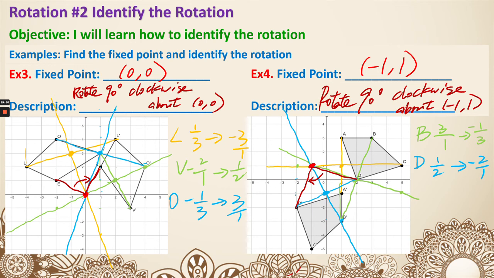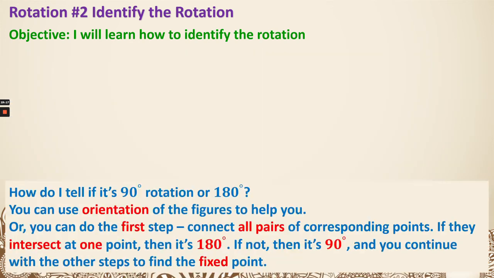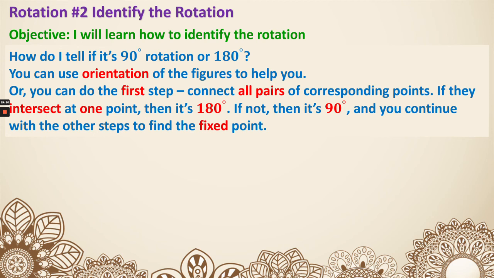And now that's all the examples for 90-degree, and we have also talked about 180 degrees. So very last question on the end of your notes. How do I tell if it's a 90-degree rotation or a 180-degree rotation? You can use the orientation of the figure to help you. That's one way to help you. If, like, say, A, B, C, D is kind of in a certain order, if it's changed, like A used to be on the top, now it's on the right, that means it's 90-degree rotation.